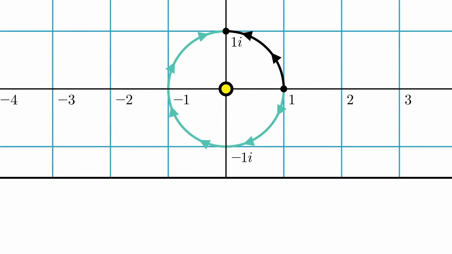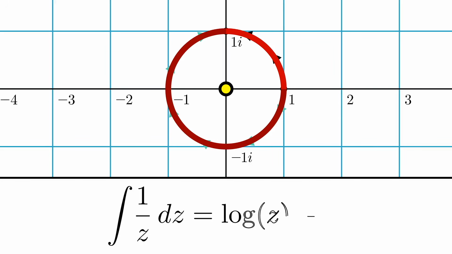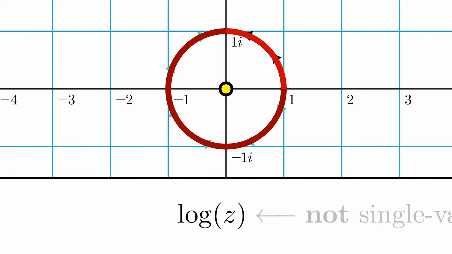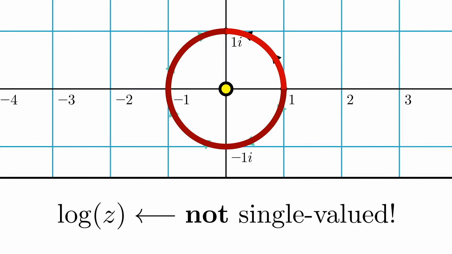What fails for 1 over z along these various curves that we've laid out is that it's impossible to choose a single-valued function which is an antiderivative of 1 over z along both of these paths simultaneously. Remember that the antiderivative of 1 over z is log of z, and log of z is not single-valued as a complex function.